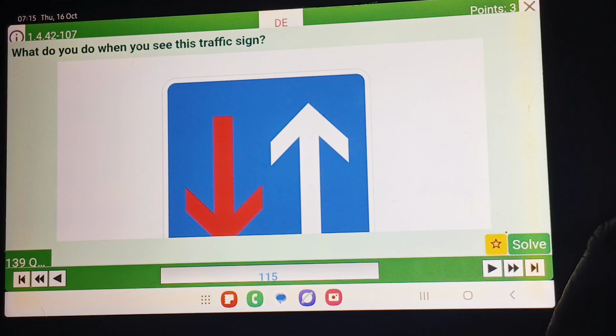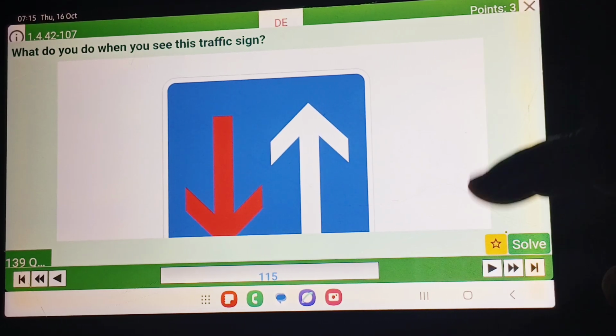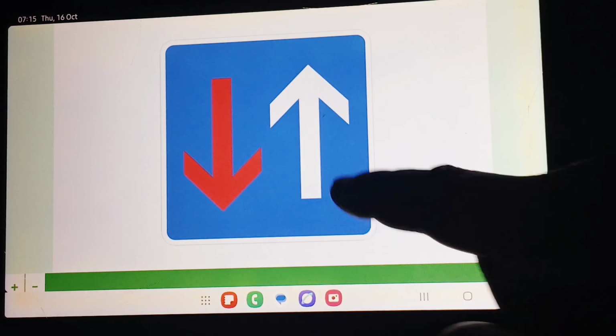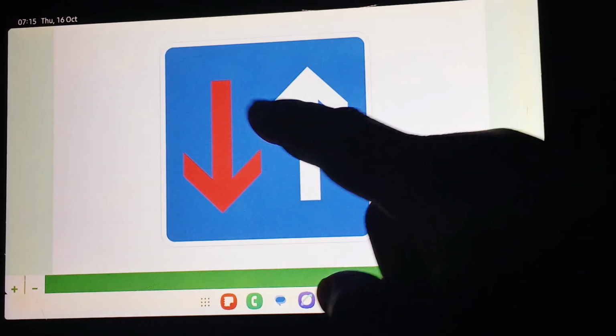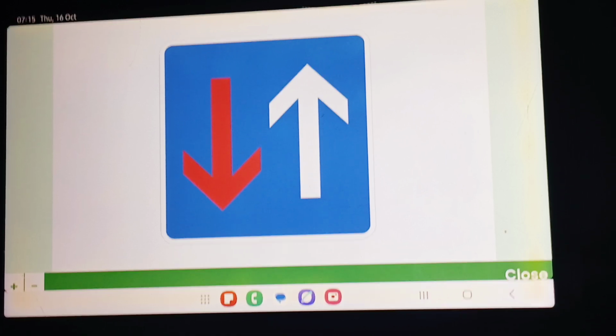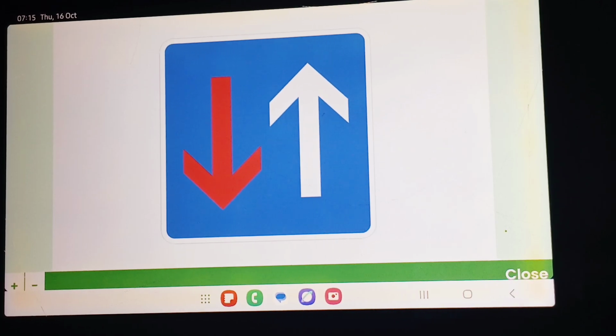What do you do when you see this traffic sign? This is your lane. This is the oncoming vehicle. The white lane is your lane, while the red arrow is for the oncoming vehicle. It means you have right of way over the oncoming vehicle. But despite having right of way, if there is any case of emergency, you should be able to stop.